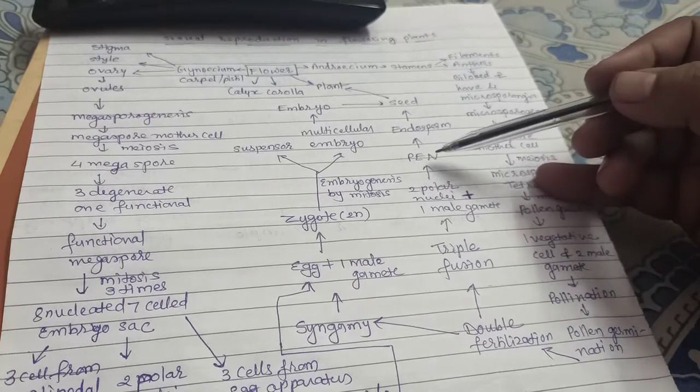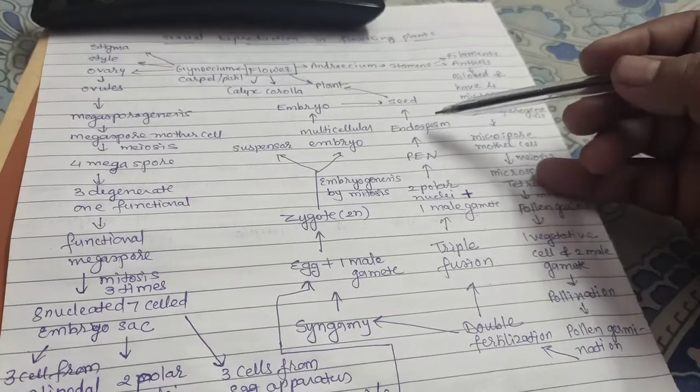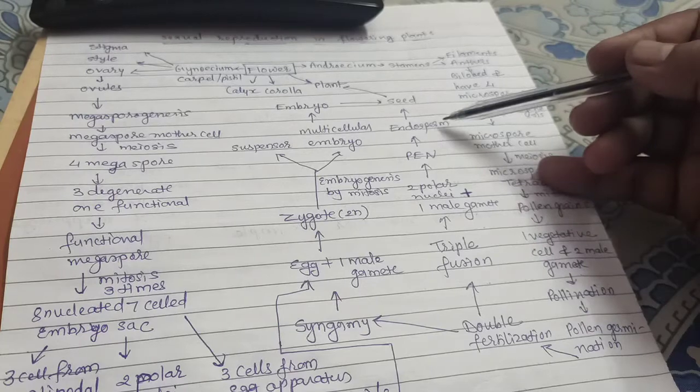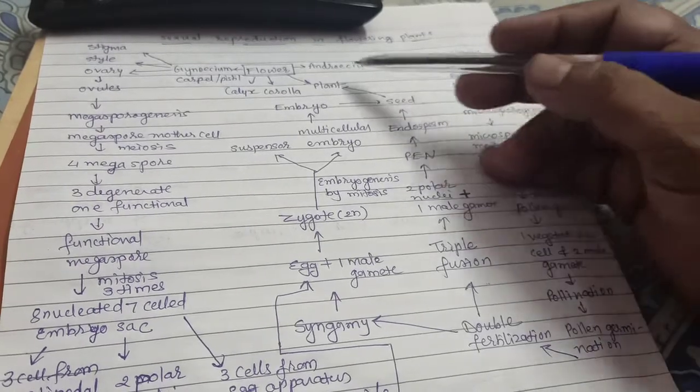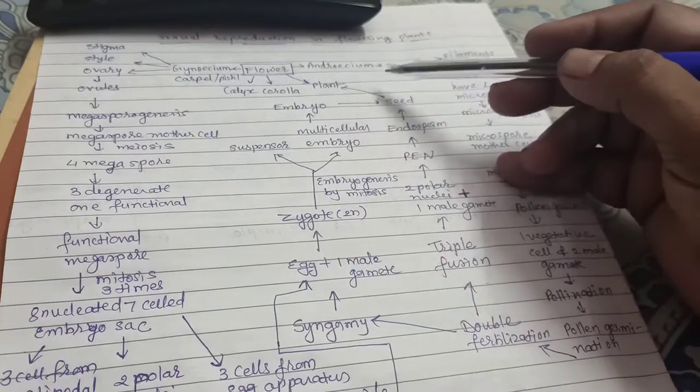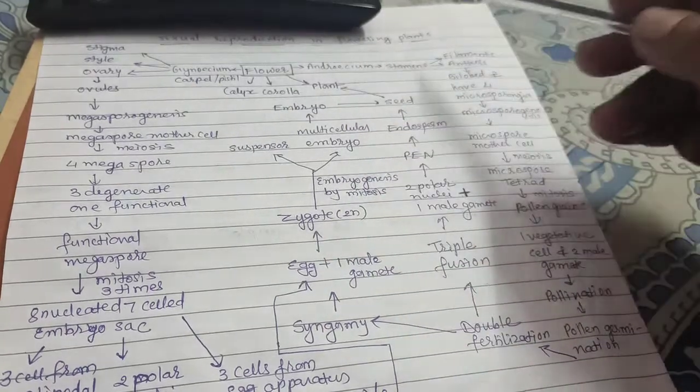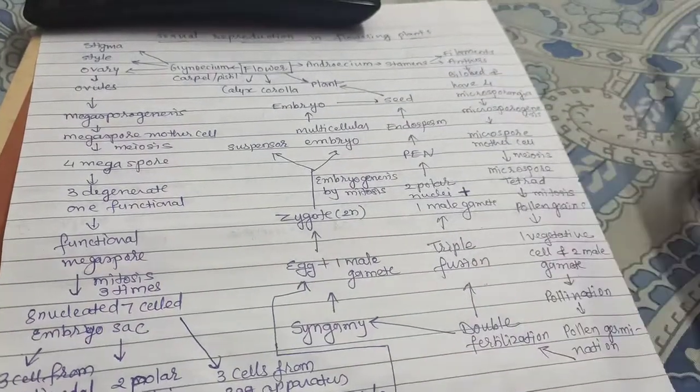This triploid endosperm nucleus forms the nutritive tissue, that is the endosperm, and then a seed is formed. The seed grows into the new adult plant. That is sexual reproduction in the flowering plant.